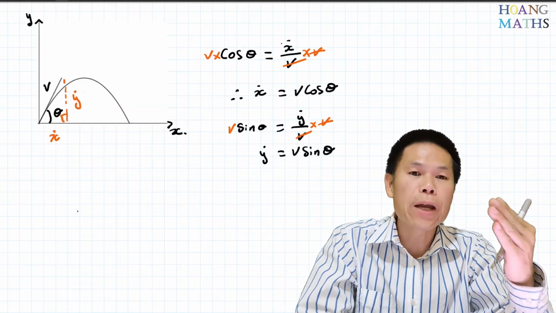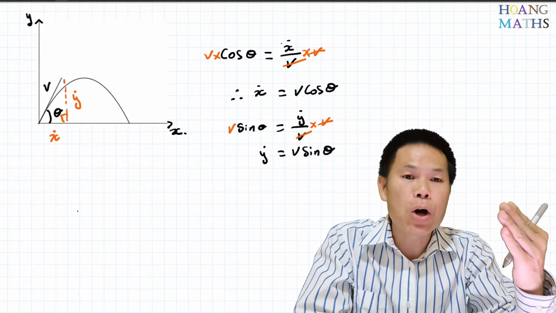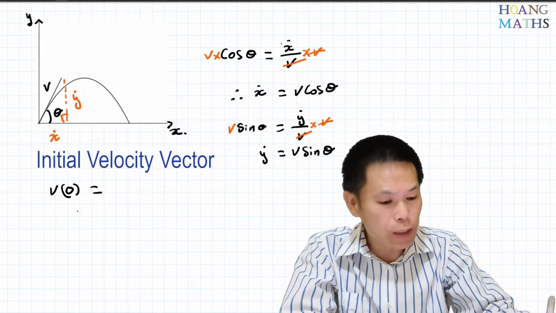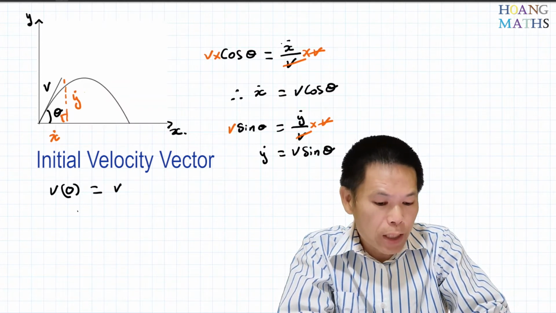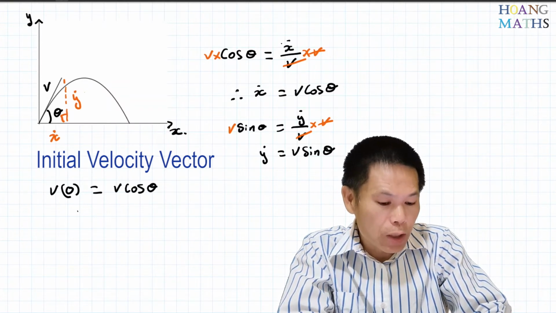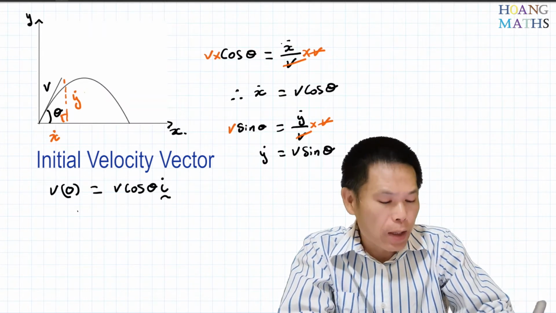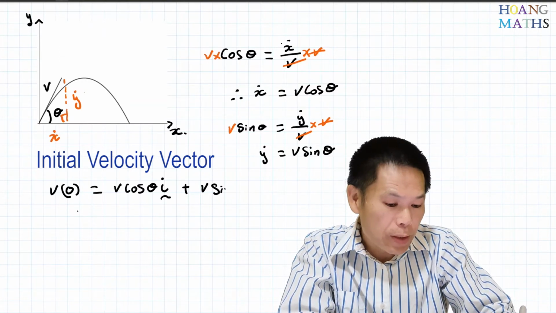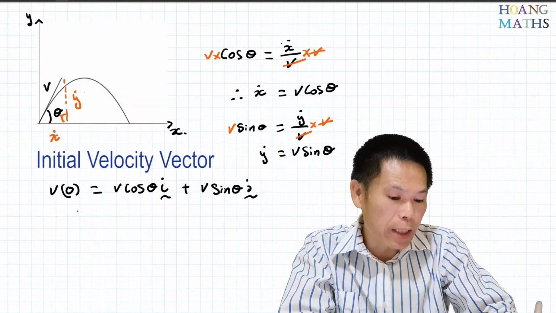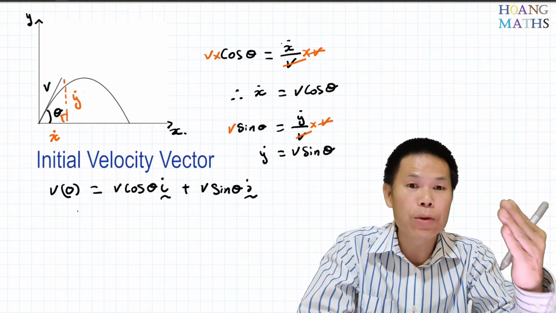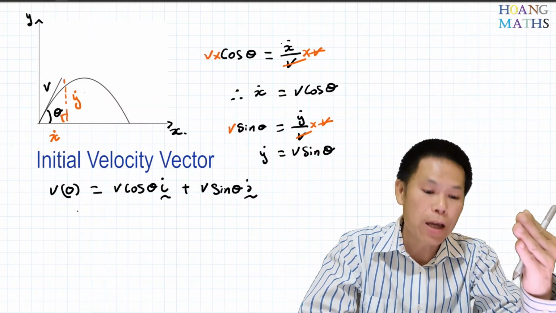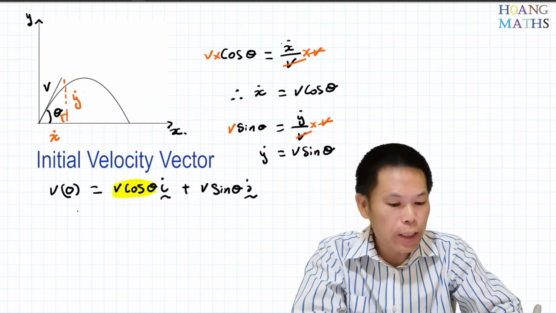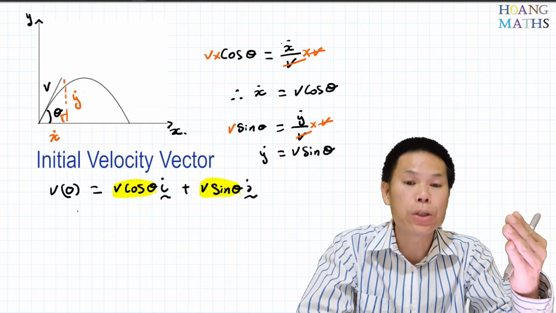So we can write the initial velocity in component form. That is V0, the initial velocity. The horizontal component is V cos theta, so we write V cos theta i, and then we add the vertical component, V sine theta j. Therefore, the initial velocity of the particle is V cos theta i plus V sine theta j. And don't forget, this is the horizontal component and this is the vertical component.